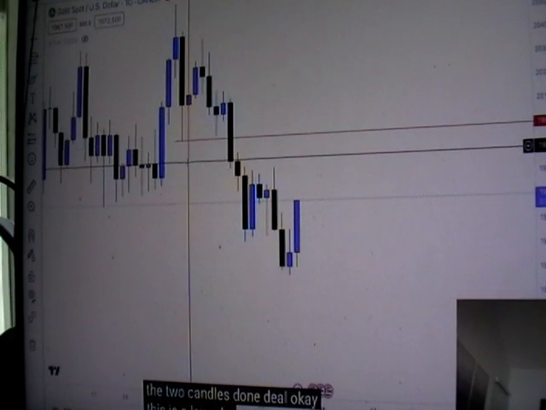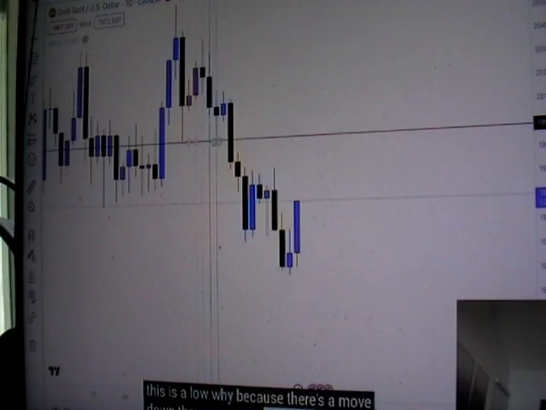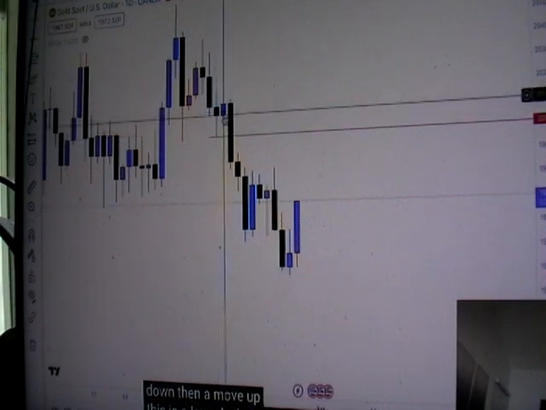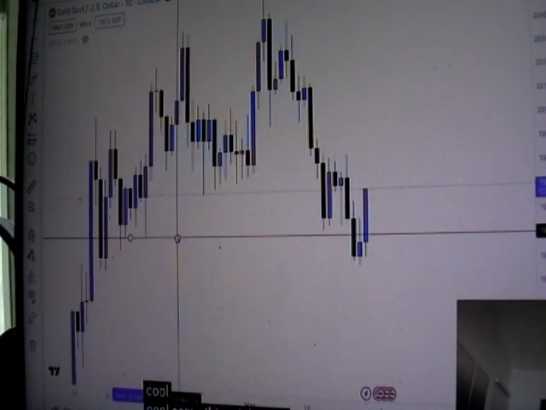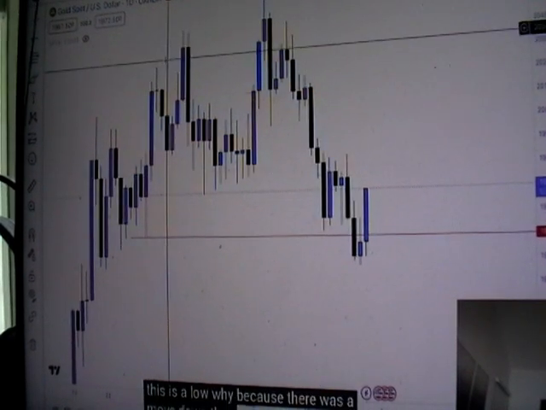This is a low. Why? Because there's a move down, then a move up. This is a low. Why? Because there's a move down, then there's a move up. Cool? Cool. Same thing right here. This is a low. Why? Because there was a move down, then a move up.